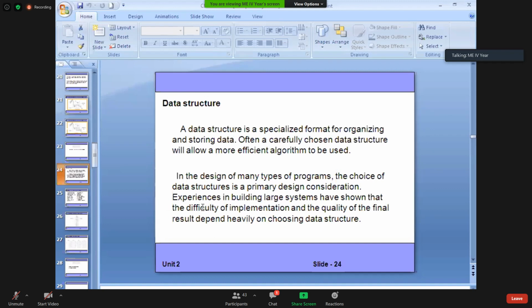Similarly, here just observe: experience in building large systems has shown that the difficulty of implementation and the quality of the final result depend heavily on choosing the data structure. How much data you use to get your proper output. Either you choose five values or 50 values, no problem, but which one is more accurate? 50 is the more accurate. Am I right? Yes, sir.